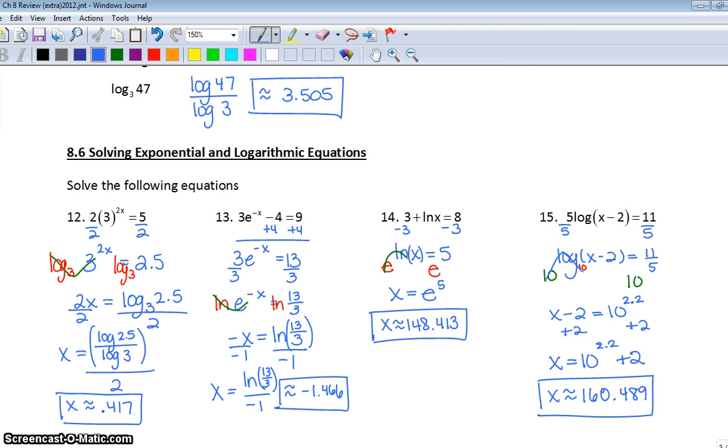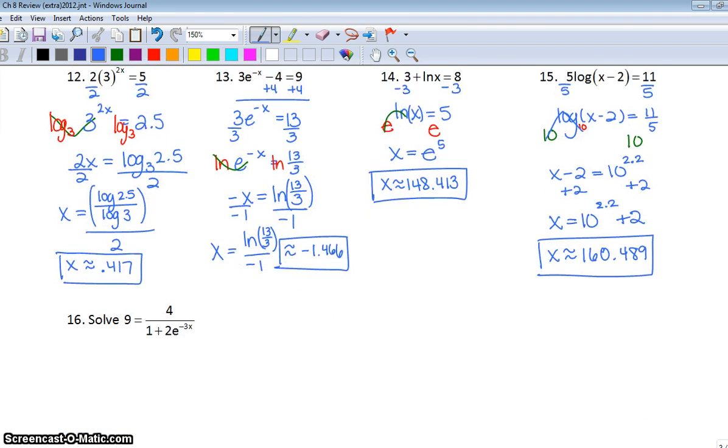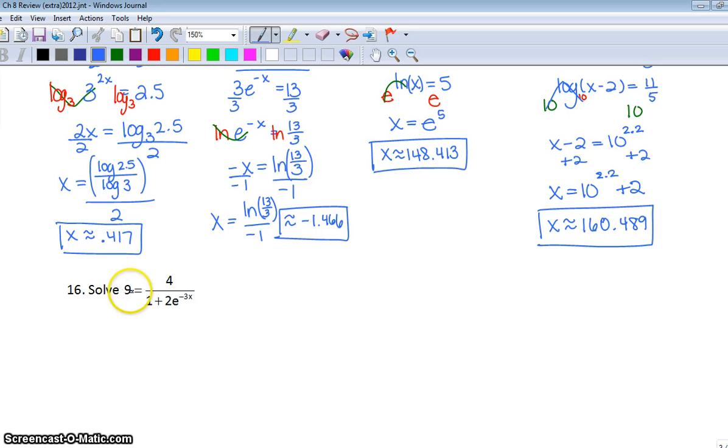Alright, our last problem is a logistic growth problem. And to do this, we are going to cross multiply. So we put 9 over 1. So that gives us 9 times 1 plus 2 e to the negative 3x power is equal to 4 times 1, which is just 4.